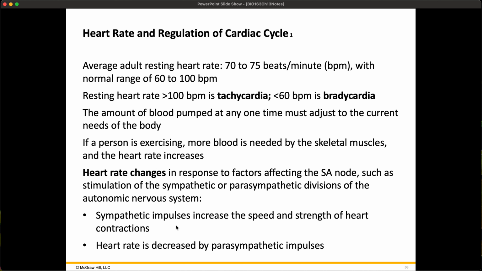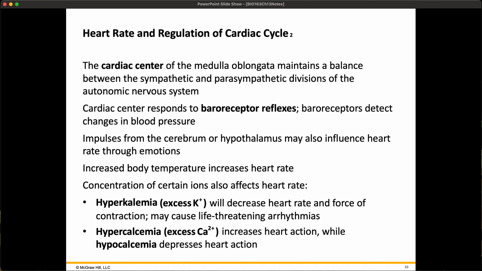The cardiac center in the medulla oblongata, part of the brainstem, maintains this sympathetic-parasympathetic balance. There is the cardiac center, the vasomotor center in the medulla oblongata.